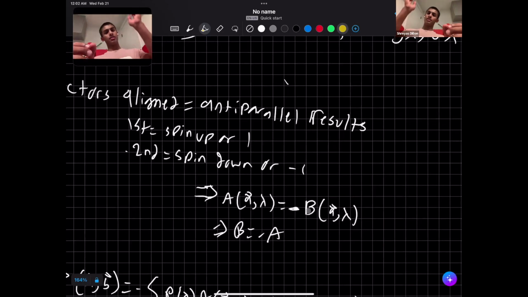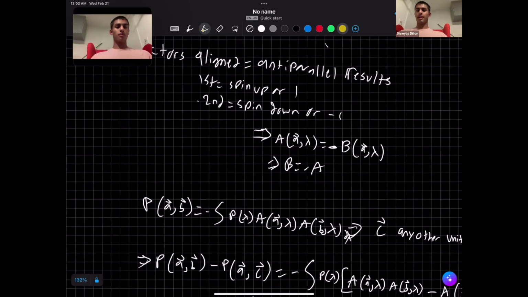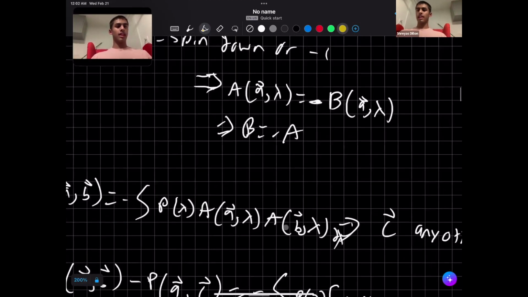Because say B turns out to be -1, if you -1 is just +1, and you have exactly what we had before. If one is spin up, the other has to be spin down. And then from here, we just get B is equal to -A. So from there, we can change our equation, taking out the B and just inserting -A.